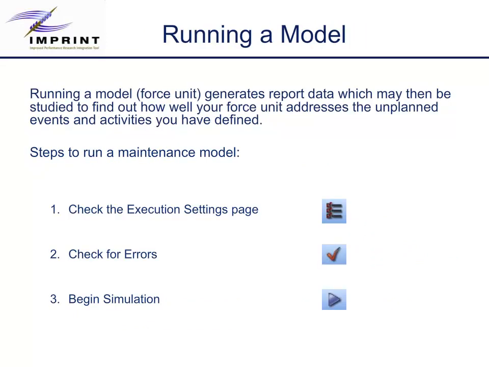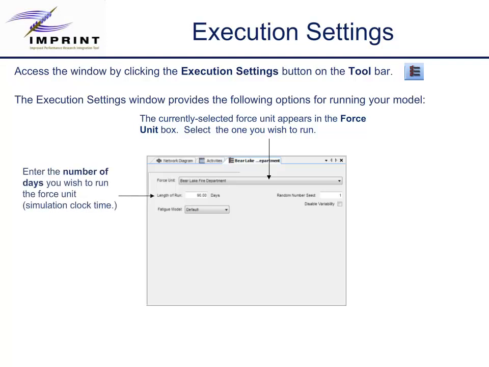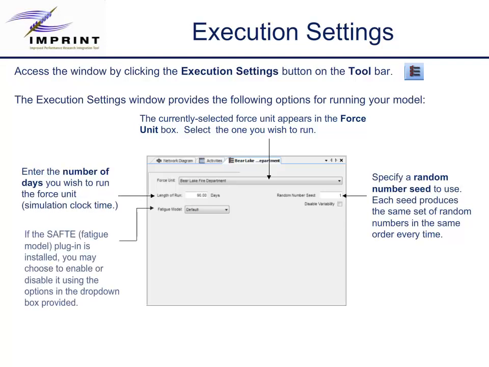Now we have defined all the components in a force model and we're ready to execute the model and view reports. There are 3 steps that we recommend you do. The first is to check and set the execution settings, followed by checking for errors, and third, running the model. Open the execution settings window by clicking the checklist icon on the toolbar.